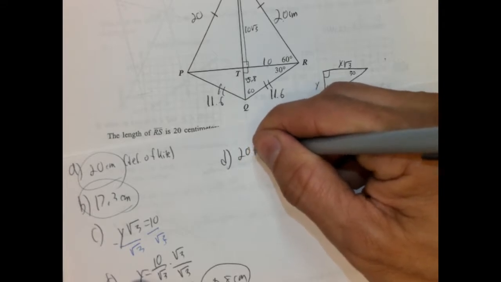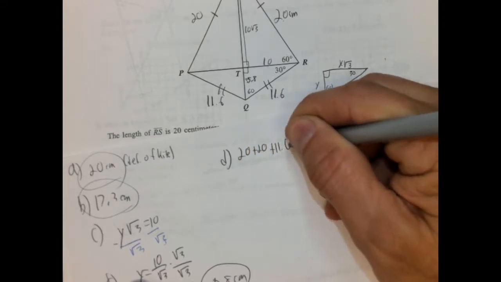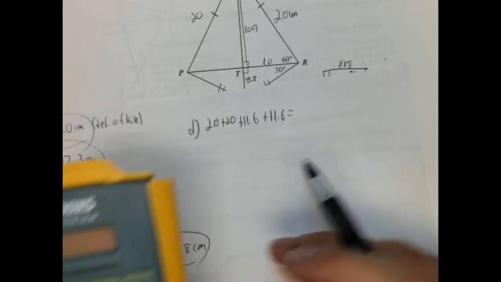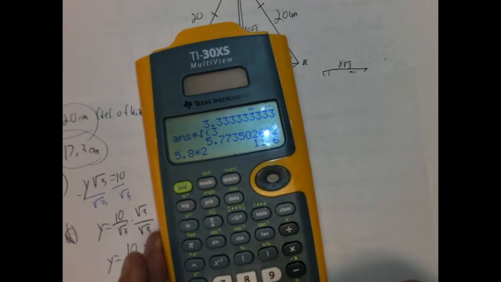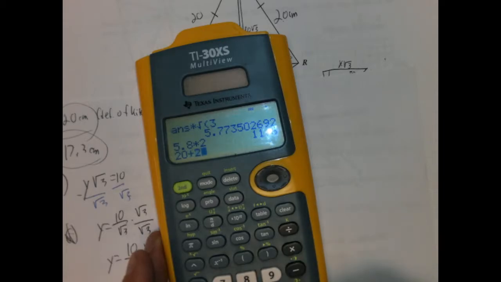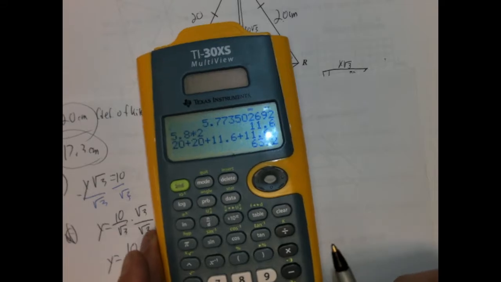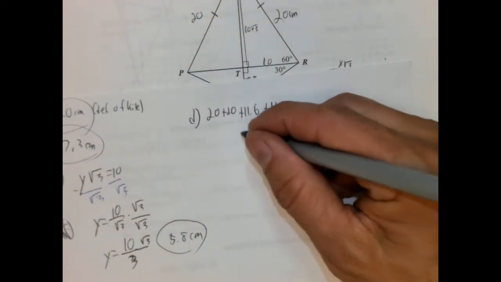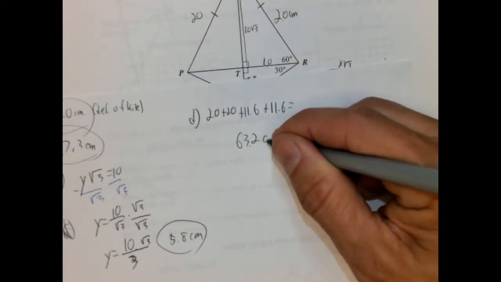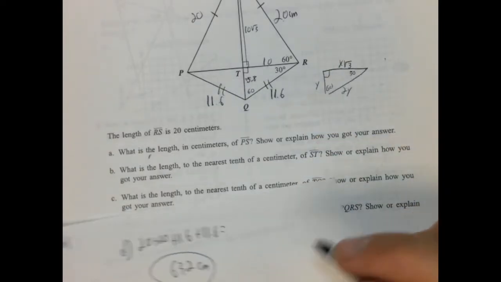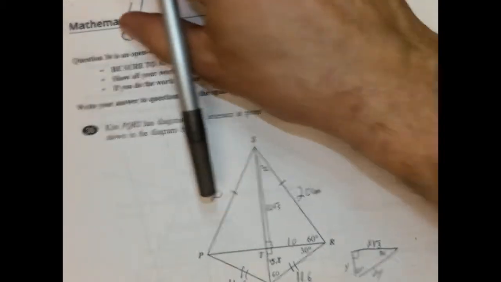So 20 plus 20 plus 11 6/10, plus 11 6/10. What's that going to equal? Let's see. 20 plus 20 plus 11.6 plus 11.6. And you get 63.2. And again, this is an estimation, right? Because we're rounding those radicals up. So that's it. Cool. All right. It's kind of a weird problem, to be honest. That was 36.